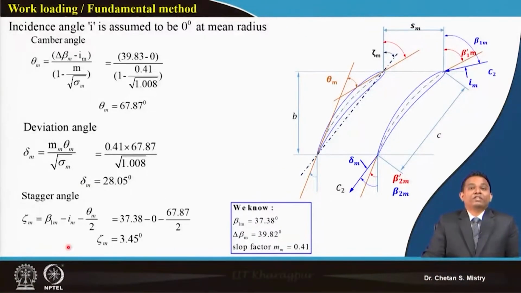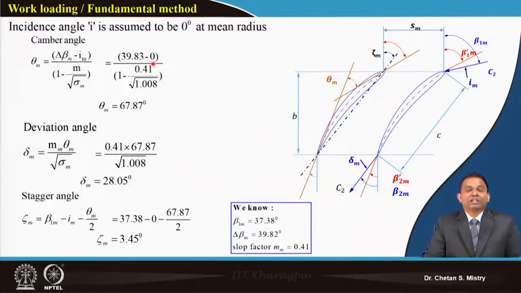Now, we are more interested in calculating what all will be our angles, say camber angle, deviation angle and stagger angle. We know based on our equation, this is given by delta beta minus incidence divided by this formula. What we realize at mid station, as we have discussed earlier, we are assuming our incidence angle to be 0. Same way at the hub, when we will be doing calculation, we are assuming our incidence angle to be positive, and at the tip we are assuming our incidence angle to be negative.